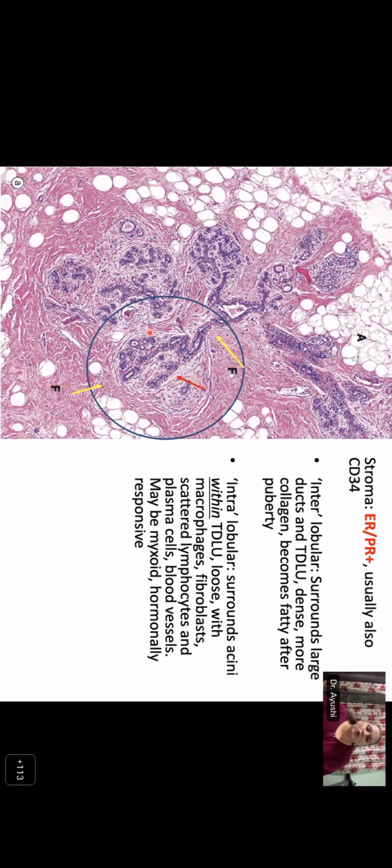So the second component of the breast, besides the ductal unit, is the stroma of the breast, which is usually hormone positive, estrogen progesterone receptor positive, and you have two types of stroma. That is the interlobular stroma, which surrounds the main ducts and the basic structure of the terminal ductulolobular unit, which is dense and more collagenous and fibrous, and the intralobular stroma, which surrounds the acini, which is loose, a little bit myxoid, and so also has inflammatory cells.